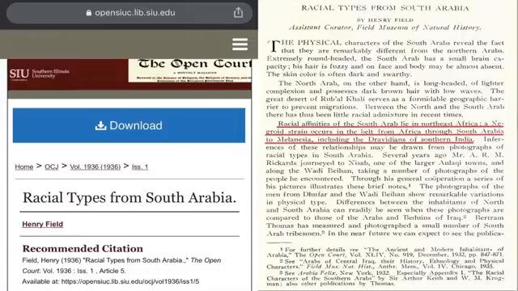But now let's read more books dealing with Southern Arabians. This is Racial Types from South Arabia. It says racial affinities of the South Arab lie in northeast Africa. A Negroid strain occurs in the belt from Africa through South Arabia to Malaysia, including the Dravidians of southern India. So again, we're seeing that these Southern Arabians, these Joktanites, looked like Africans.